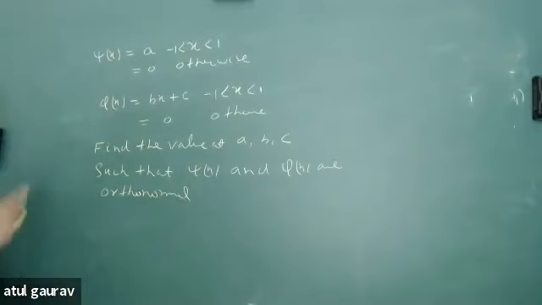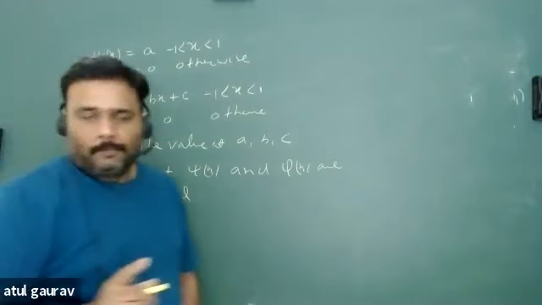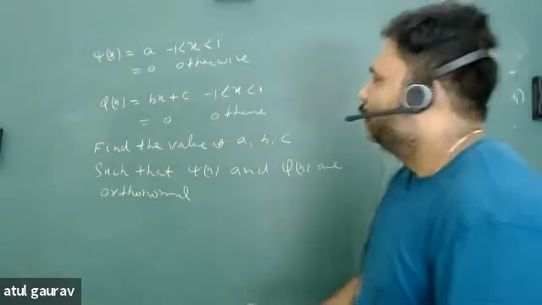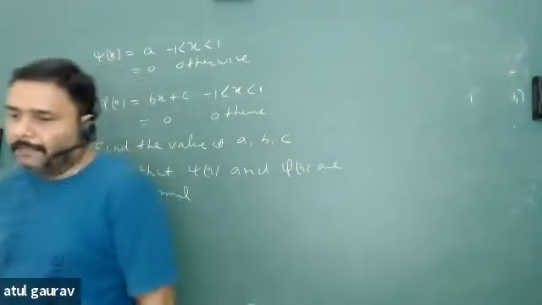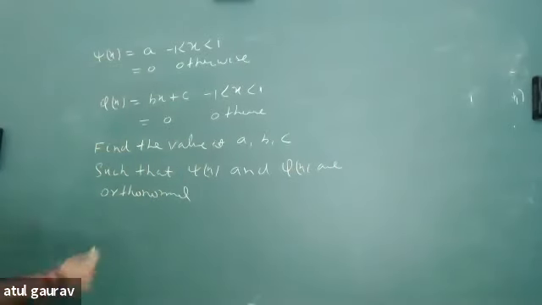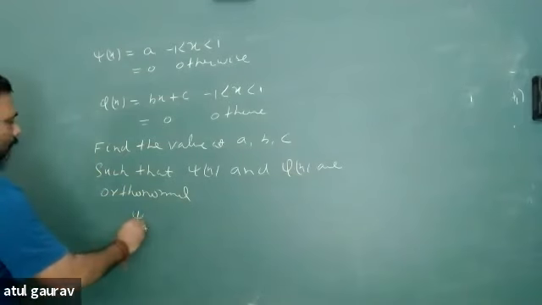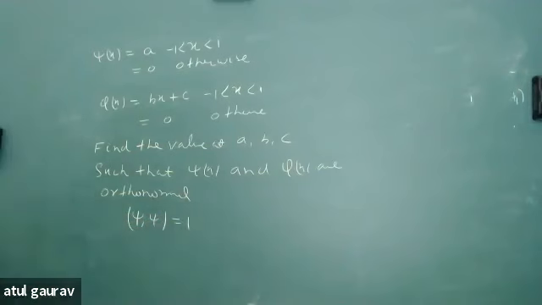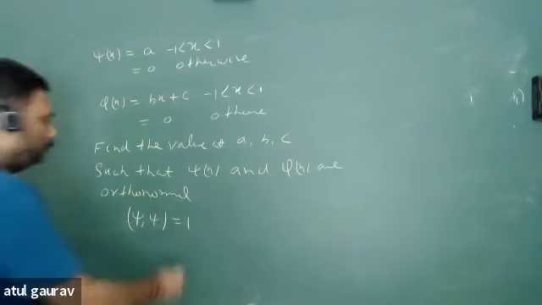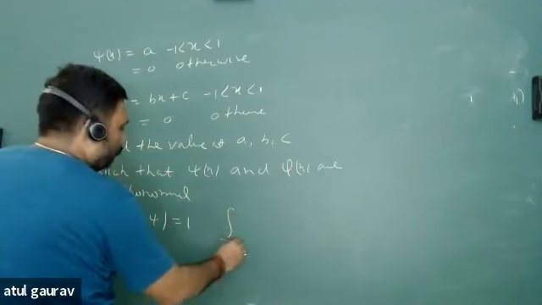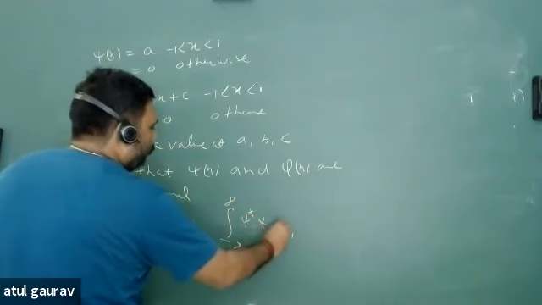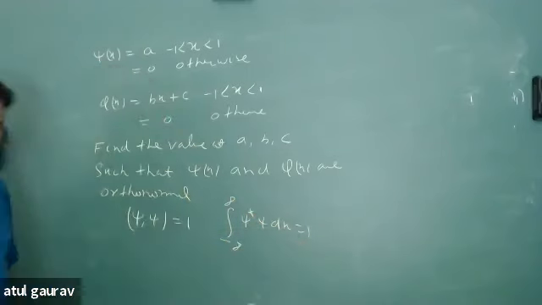Same type of question we have done in the form of kets, but now we are doing the same type in the form of functions. A, b and c are real numbers. You can take these as real. So first, the norm of psi is equal to 1. So you have to go from minus infinity to plus infinity, psi star psi dx is equal to 1.